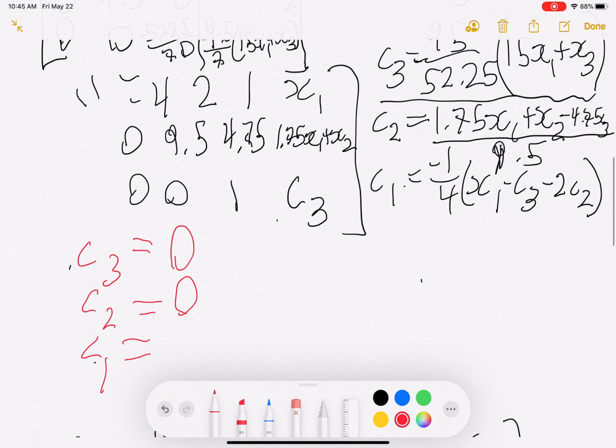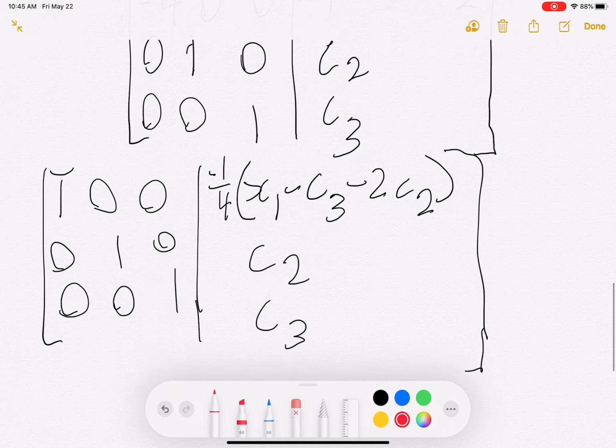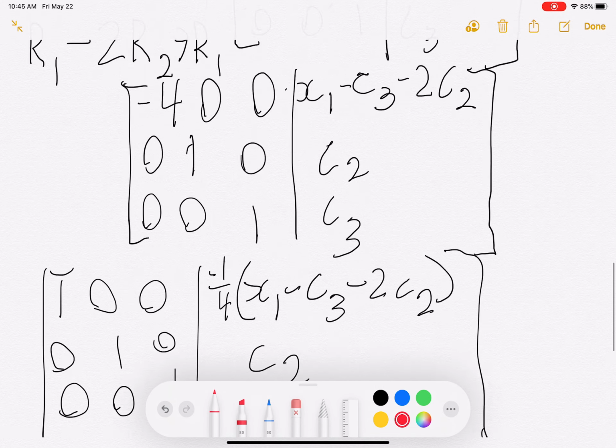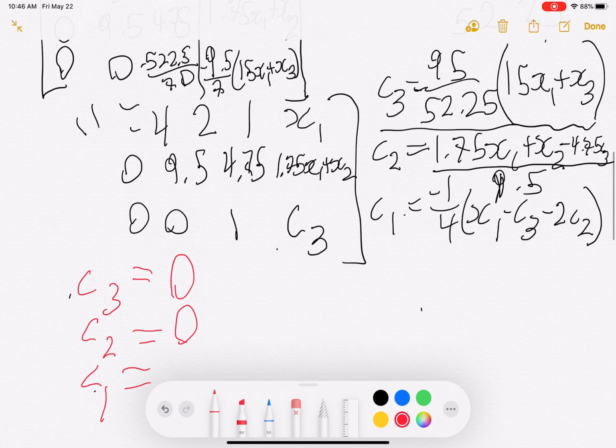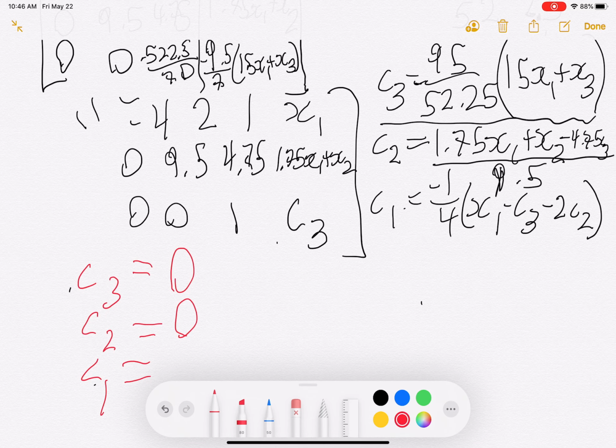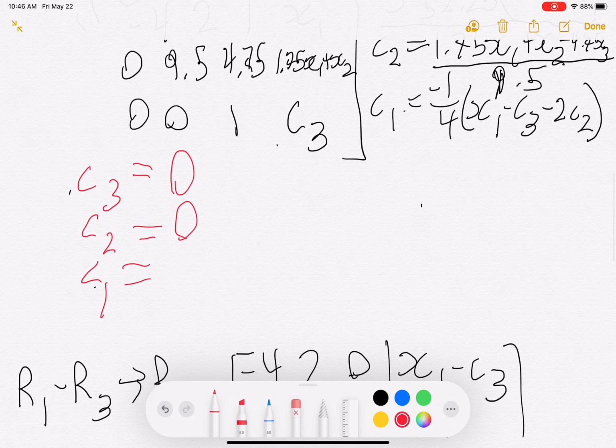Hold on, did I miss something? C3. Oh, never mind. Wait. I was looking at C3, sorry. I almost messed this up. Anyway, so I'm looking at C1 now. So this equation here.